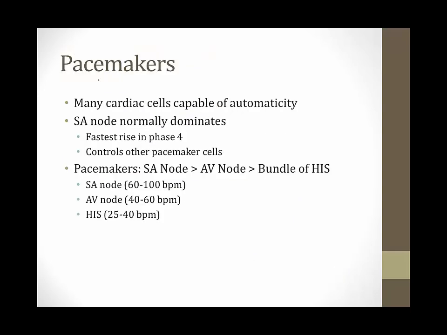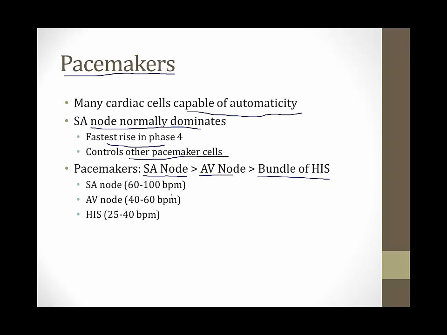And then finally, let me mention that there are a number of pacemakers in the heart other than the SA node. There are many cardiac cells that are capable of automaticity. However, as we have already discussed, the SA node normally dominates. That's because it has the fastest rise in phase 4, and therefore it controls the depolarization of other pacemaker cells. However, if the SA node fails for any reason, your heart will not stop. There are other cells that will take over the role of pacing the heart. The SA node is the fastest pacemaker, that's why it's usually dominant, but after the SA node, the AV node is the next fastest pacemaker, followed by the bundle of His. The Purkinje fibers can even potentially pace the heart, so can the ventricular myocytes under some conditions.